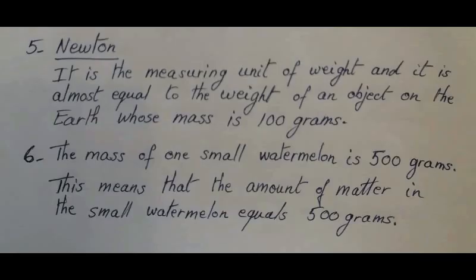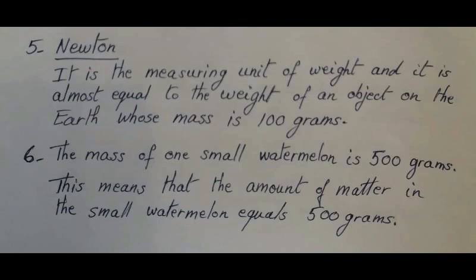Number 5 نيوتن. نيوتن هي وحدة قياس الوزن. هنقول: it's the measuring unit of weight and it is almost equal to the weight of an object on the earth whose mass is 100 grams. يبقى هنا هنقول إن هي وحدة قياس الوزن، وفي نفس الوقت هنقول الديفينيشن بتاع نيوتن.